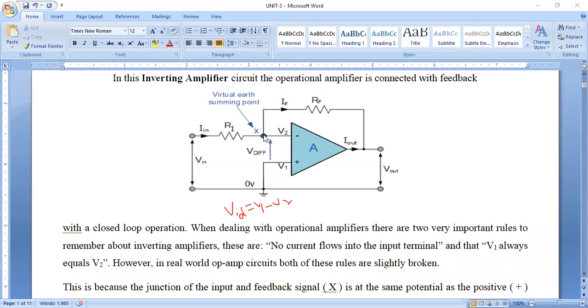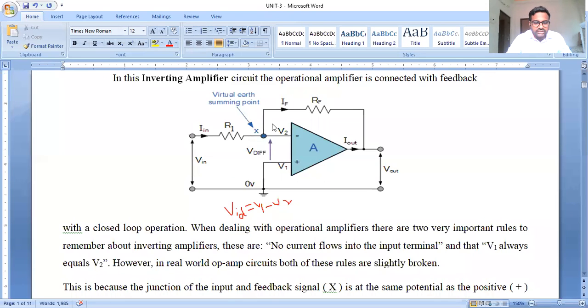So we will discuss what is meant by virtual ground, or virtual summing point, or virtual earth. What is meant by virtual ground is this summing point. This is the summing point, or virtual ground point, and this condition is called the virtual summing point or virtual ground point.